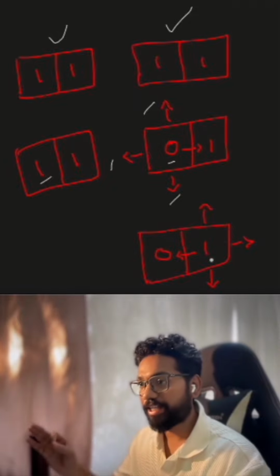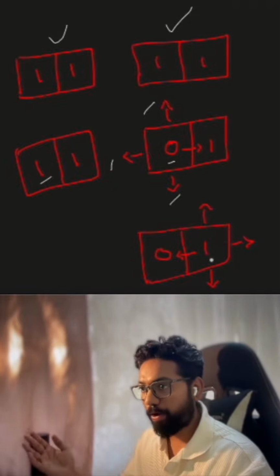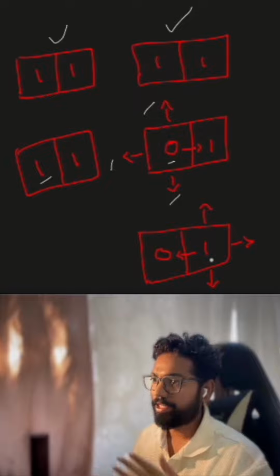Now at our second cell, top, right and bottom are out of bound and the left-hand side we already visited. So we stop DFS here.